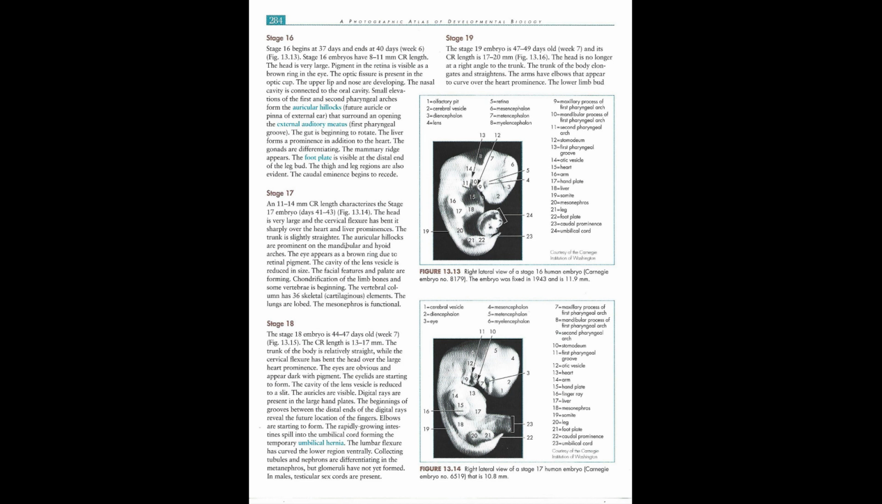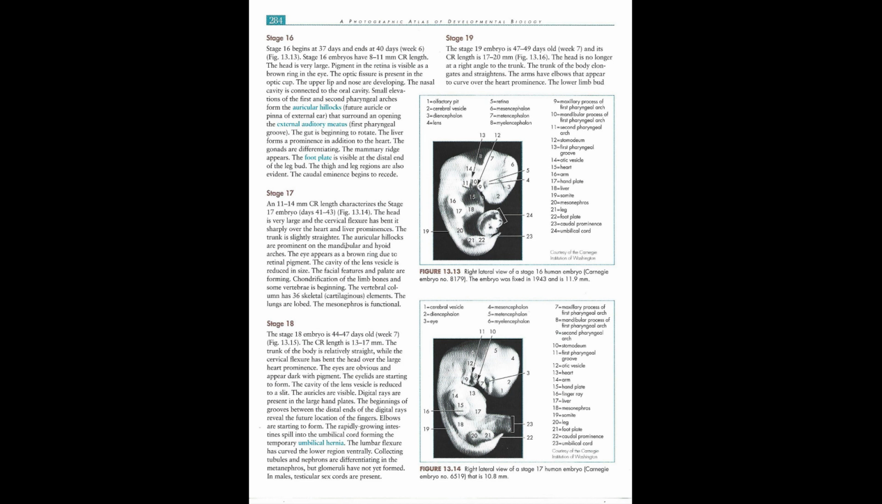The cavity of the lens vesicle is reduced in size. The facial features and palate are forming. Chondrification of the limb bones and some vertebrae is beginning. The vertebral column has 36 skeletal, cartilaginous, elements. The lungs are lobed. The mesonephros is functional.